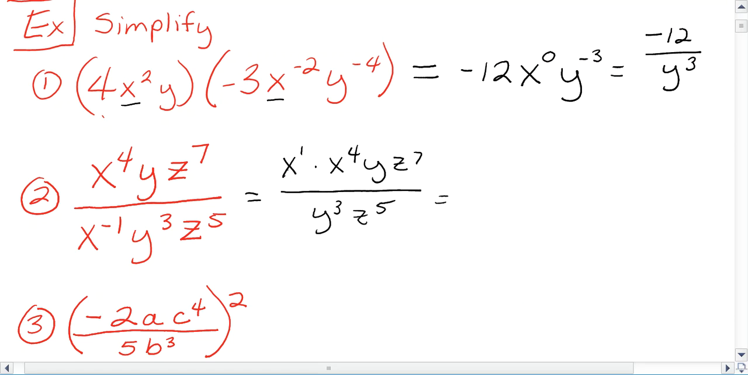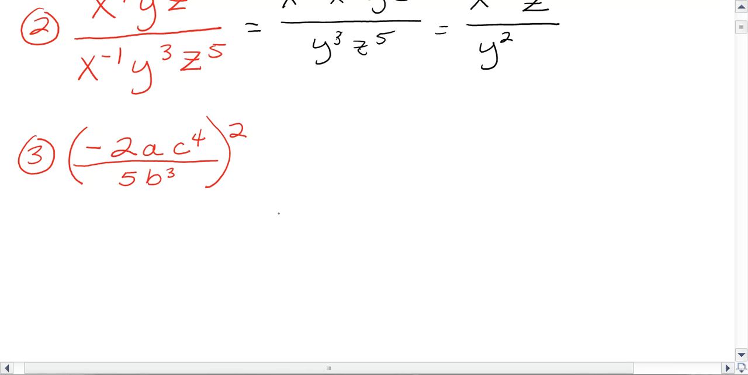So first of all, multiplying some like bases with these x's, I end up with an x to the 5th. This is a y to the first power when there is no exponent, so this y takes out one of these. So I end up with a y squared in the denominator. And this z to the 5th is combined with this z to the 7th on top. 7 take away 5 is 2, and the z's are in the numerator, so we need to leave them there. So the final answer is x to the 5th z squared all over y squared.